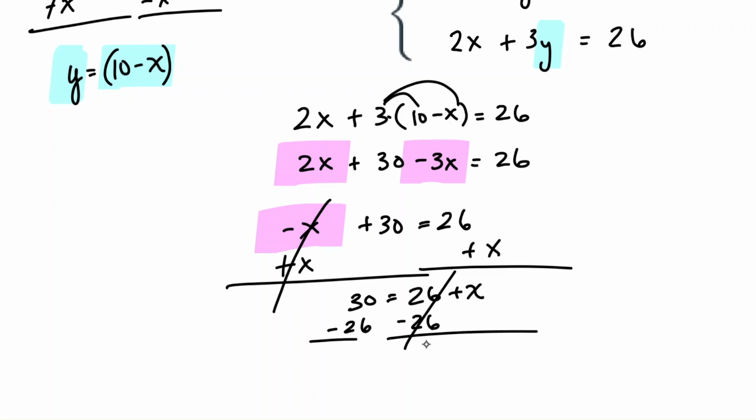The 26 on the side with the x cancels. 30 minus 26 is 4. So the x value is 4.